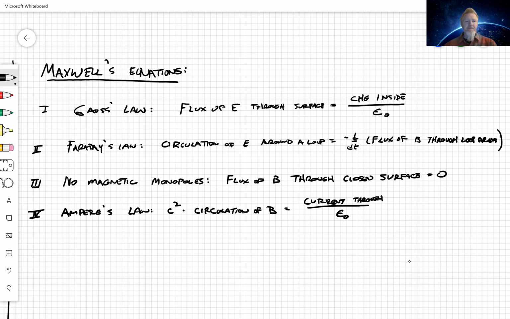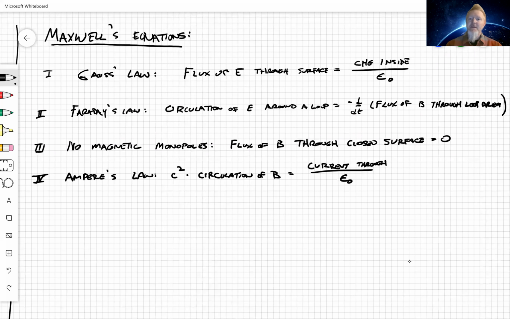And the last one, Ampere's law. C squared times the circulation of B around a loop is equal to the current through the surface, or the flux of current density, if you like, through the surface divided by epsilon naught. But there's something missing, it turns out. And Maxwell was the one to notice this. And so sometimes law number 4 here has the name of the Ampere-Maxwell law, because Maxwell had to add something to Ampere's law to make it work. Reason being, let me show you.